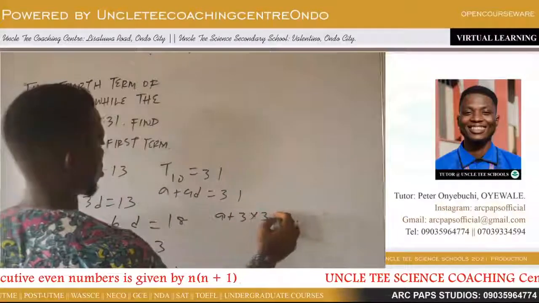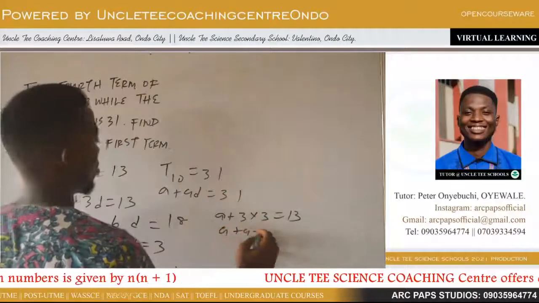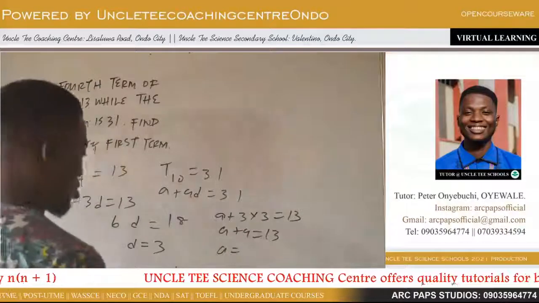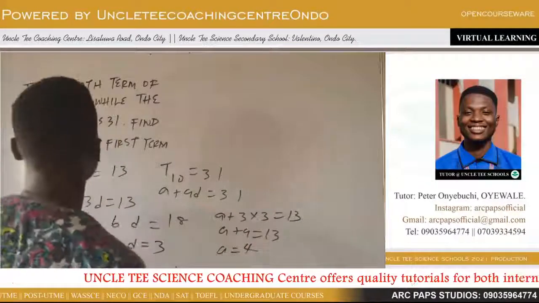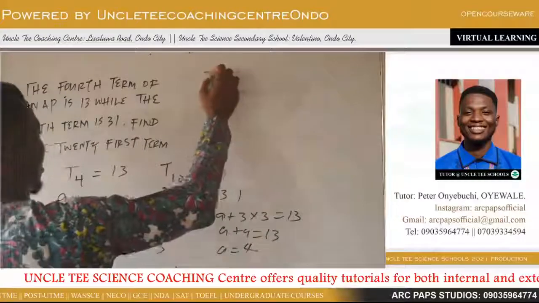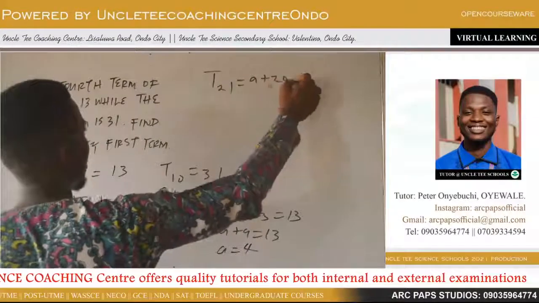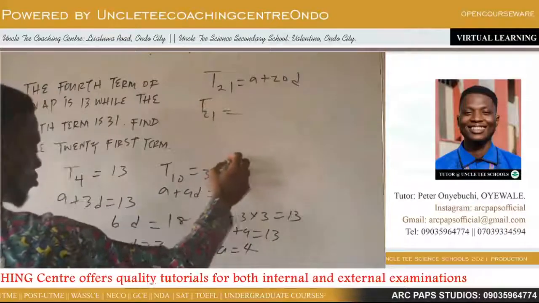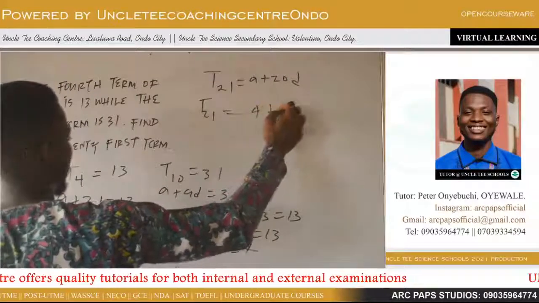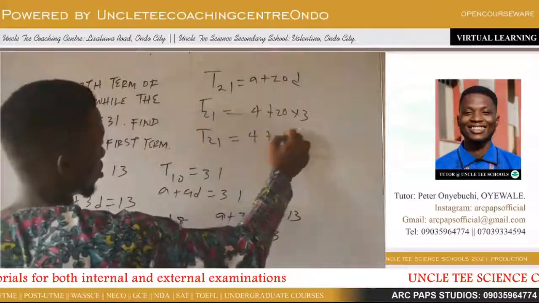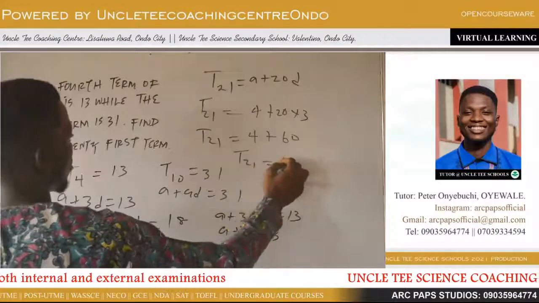Solving that simultaneously, substituting D to be 3 in any of the equations, you get your A to be equal to 13 minus 9, which is 4. Now, when our A is 4 and our D is 3, the 21st term will be given by A plus 20D. Our T21 will give us 4 plus 20 times 3, so T21 is 4 plus 60, and that will give us 64.